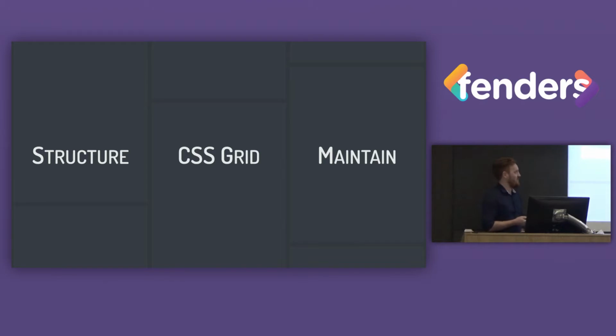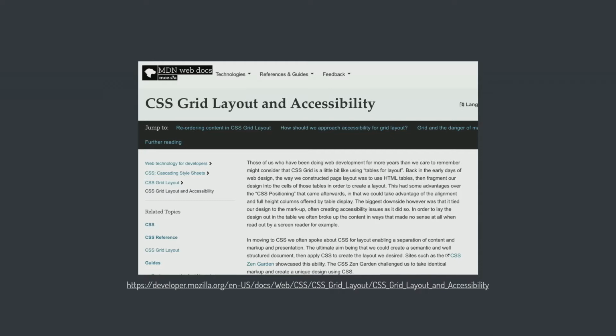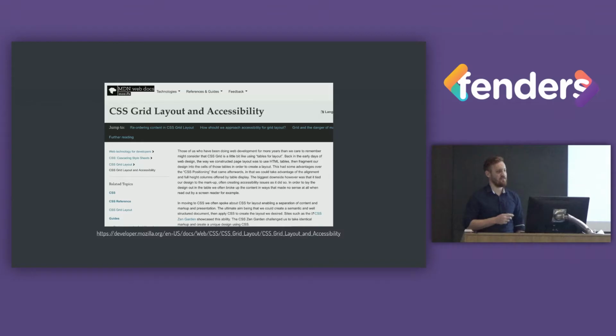How can you avoid falling into that trap? Focus on the structure first. Build the HTML of your page. Then create the grid that supports that layout. And then, like any hero, be vigilant as things are added and changed on the design. A really good starting point to read about this is MDN's CSS Grid Layout and Accessibility article, which you can see at that link. But if you Google the grid layout and accessibility, you'll find your way there as well. They kind of run through that.